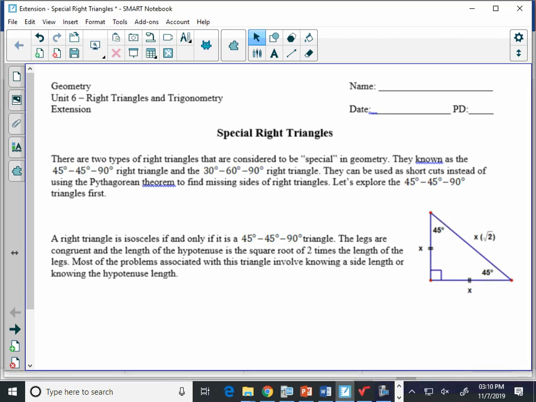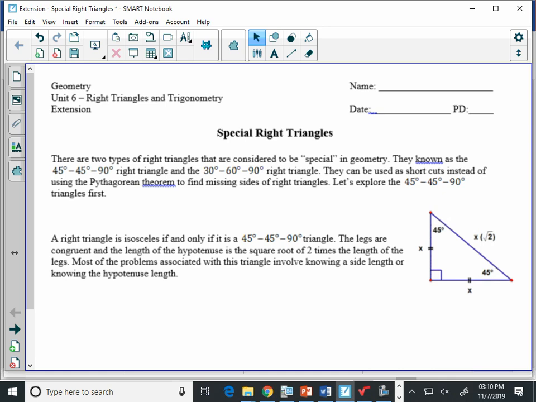So in this extension, we're going to talk about special right triangles. There are two types of right triangles that are special in the world of geometry. They are known as 45-45-90 right triangles and 30-60-90 right triangles. They can be used as shortcuts instead of using the Pythagorean theorem, and they help us find missing sides of right triangles.